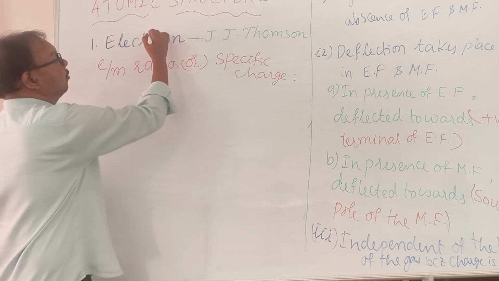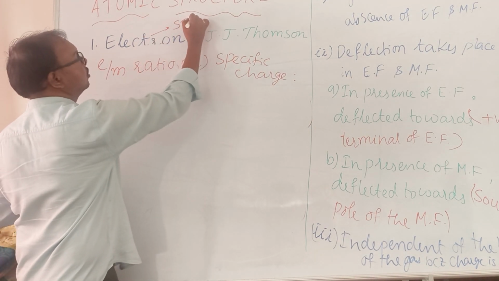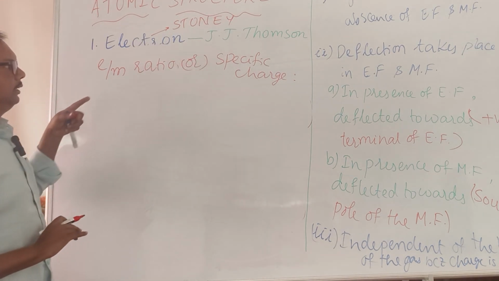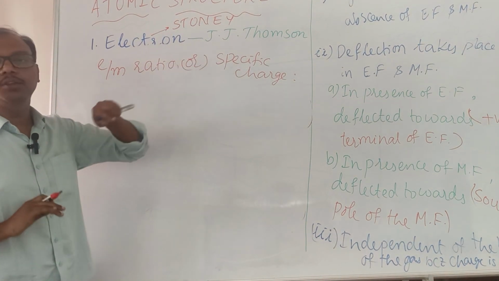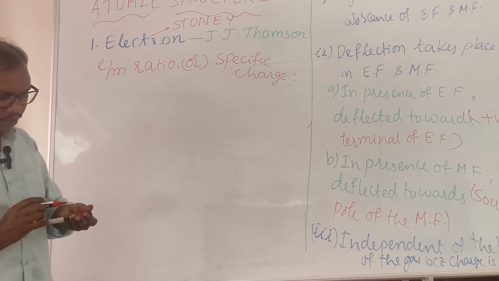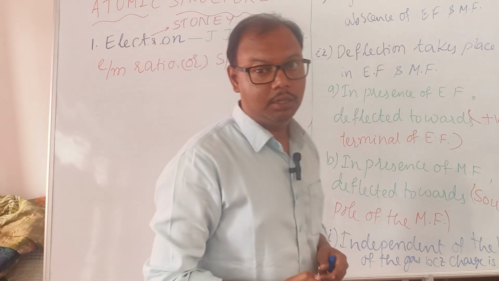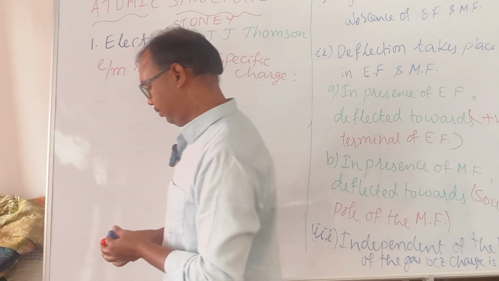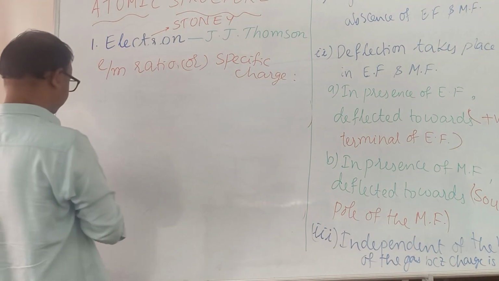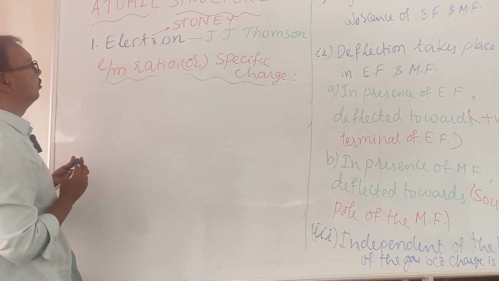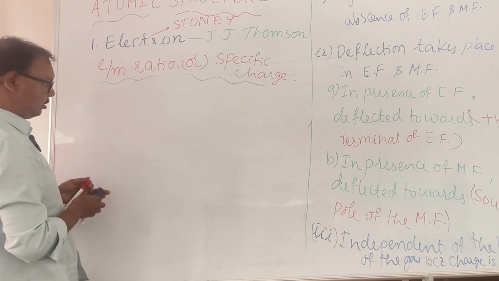The name electron was given by the scientist Stoney. J.J. Thomson, what did he call them? Cathode rays. But Stoney called them electrons. Those negatively charged particles are called electrons, as proposed by Stoney. Keep that in mind, all of you. How was the e by m ratio determined by J.J. Thomson? Let us see here.